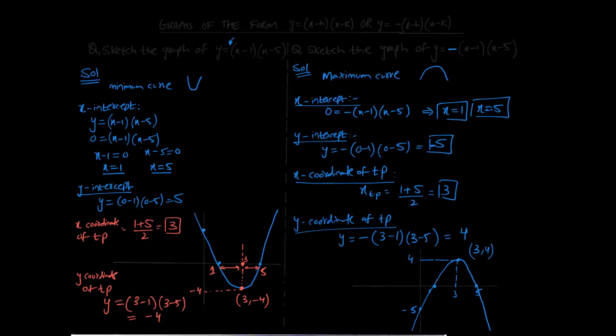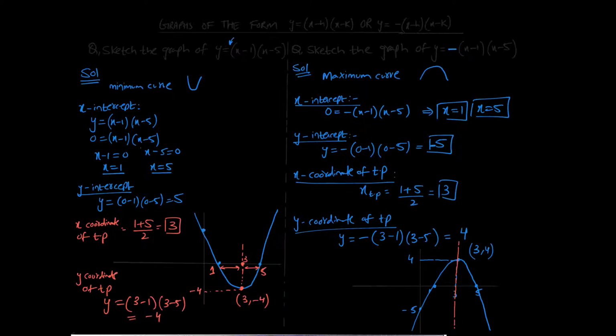By the way, the questions also ask sometimes for the equation of the line of symmetry. Since we know that the line of symmetry will always pass through the x of the turning point, the equation of the line of symmetry is x equals 3.